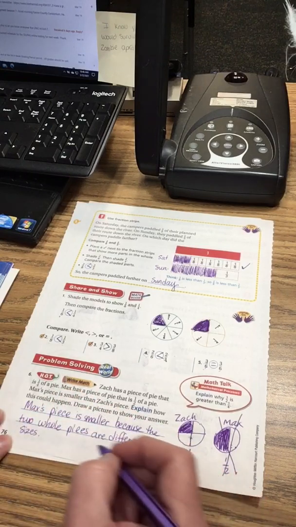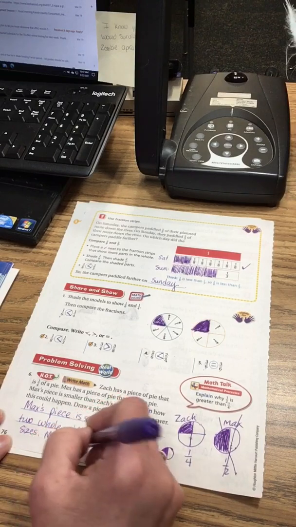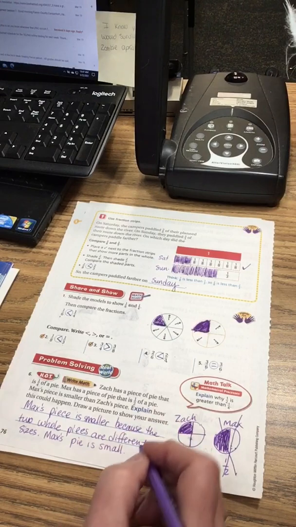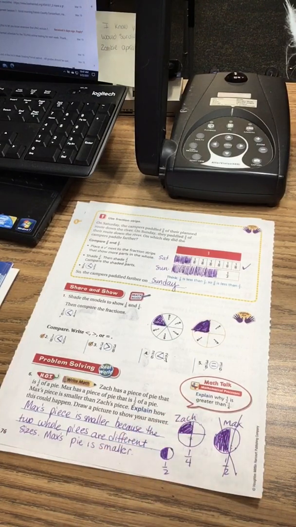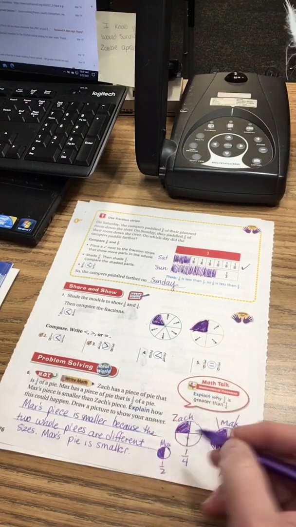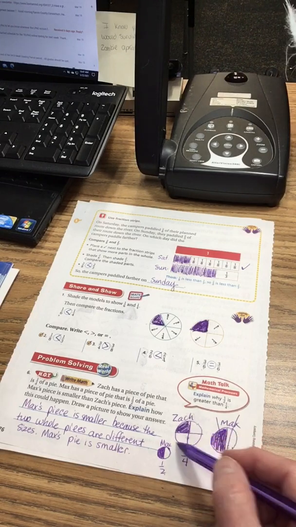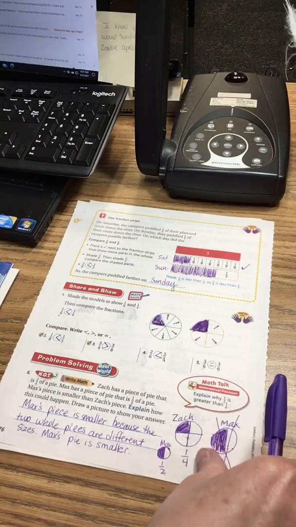And then I would say that Max's pie is smaller. And I call those pizzas half the time. I'm sorry about calling it pizza. Those are pies. It doesn't really matter, it's just they're talking about the whole. So you see how Max's pie, he could eat half of it and it be less than Zach's pie, because Zach's pie is twice as big as what Max's pie is. Okay, let's keep going.